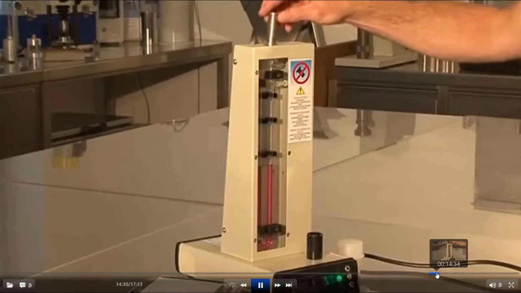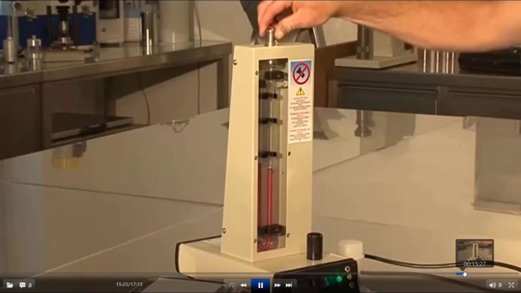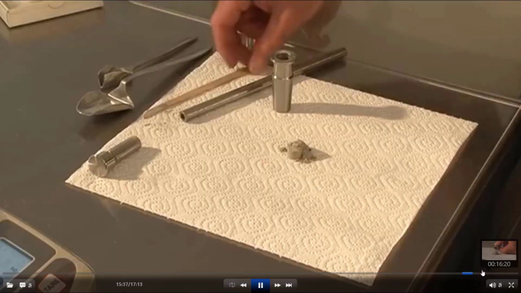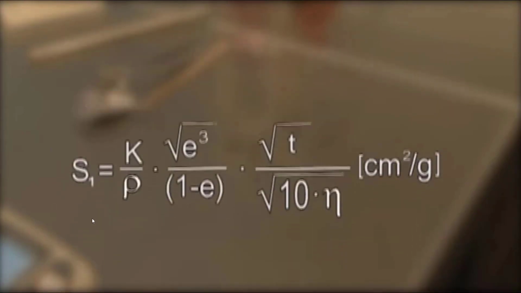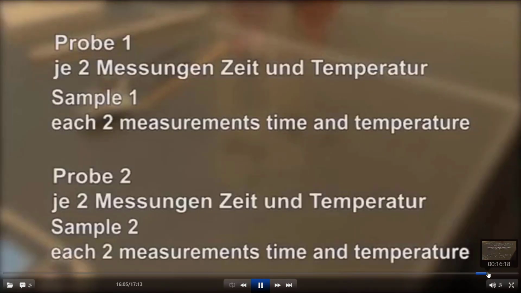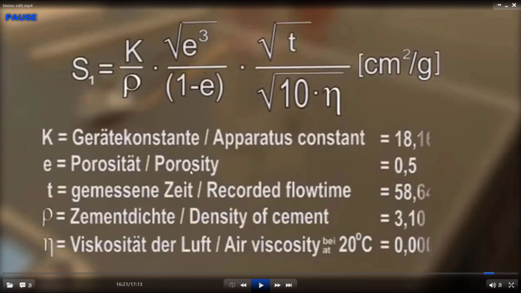After repeating the same procedure, you will get the time T, and using this time you will be able to calculate the specific surface area of the sample. This is basically the formula that you will be using while calculating the specific surface area of a cement, which is K divided by rho. K is a constant of the reference material. Rho is the density of the cement. T is the time lag.